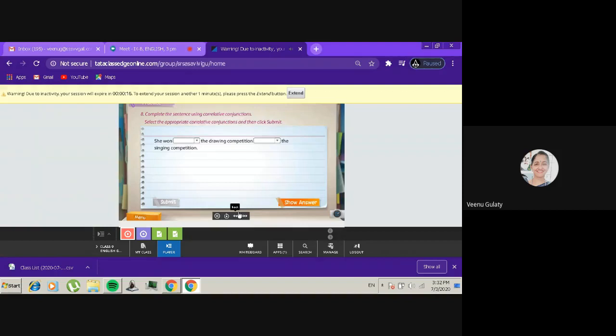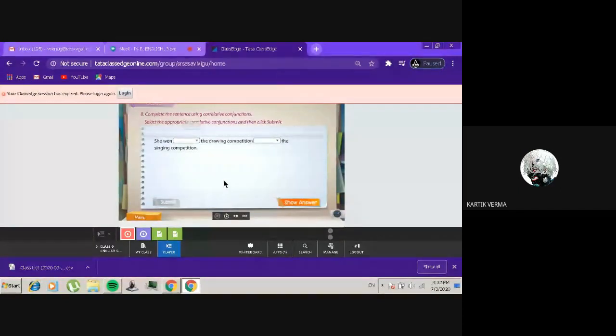Complete the sentence using correlative conjunctions. Select the appropriate correlative conjunctions and then click submit. This is for boys. She won neither the drawing competition nor the singing competition. Neither. The option is on there. Now you tell. Not only and but also. But also, very good. Who was this person? Ma'am, Pawan. Good, very good. Ma'am, neither and nor are also correct. Actually, the most apt one. Agar achhi English bolo, to ye hai.